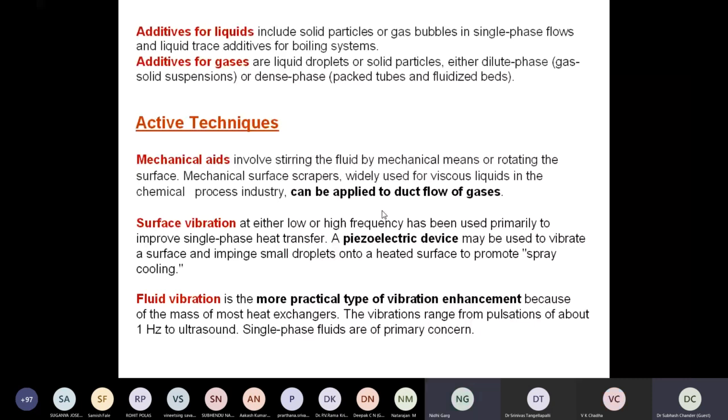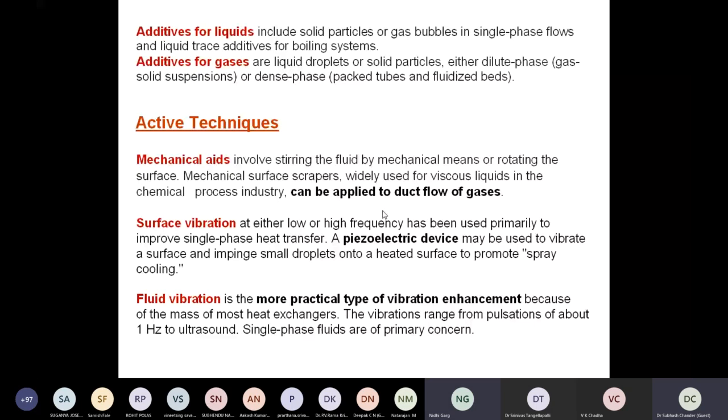If we talk about other types of techniques, they are expensive and more cumbersome also, right? So to the extent possible, we should go for passive techniques, but active techniques, no doubt, have their added advantage. They can lead to better heat transfer from the surface to the fluid or fluid to the surface.